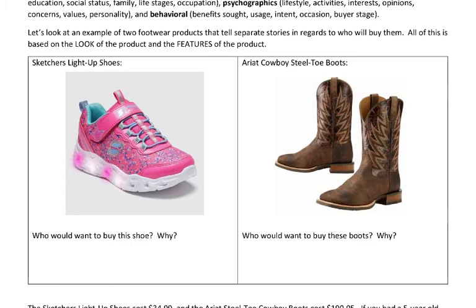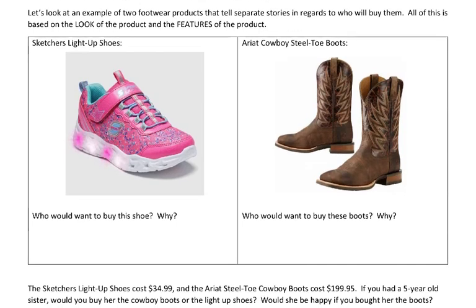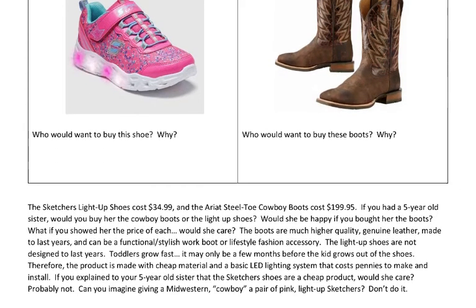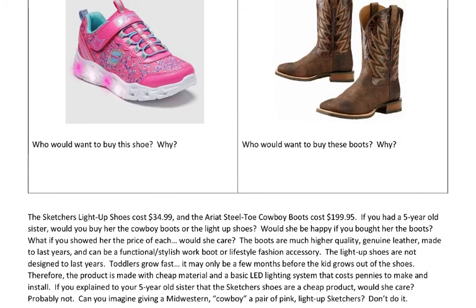Most likely mom is going to buy the product on the left, whereas the product on the right may still be for mom, but for a very different purpose, right? So again, I think you guys will just be able to look at those products and make an understanding of which product is aimed at which specific person. So let's look down here below. The Skechers light up shoes cost $34.99, and the Ariat steel toe cowboy boots cost $199.95.